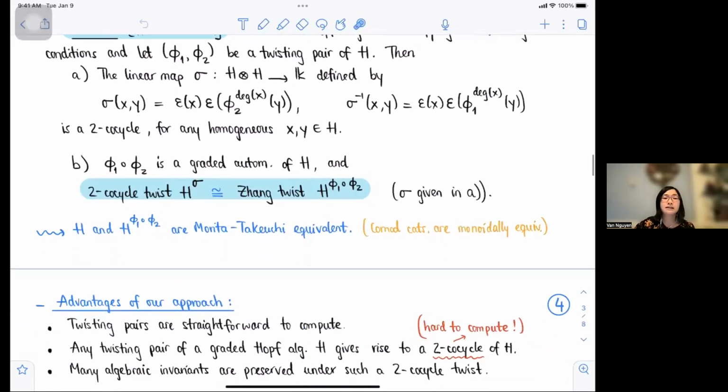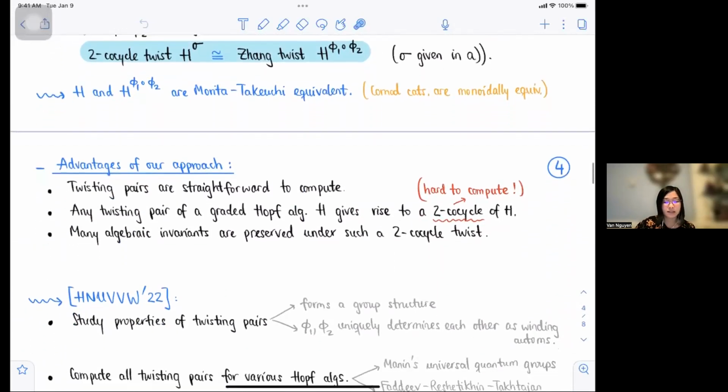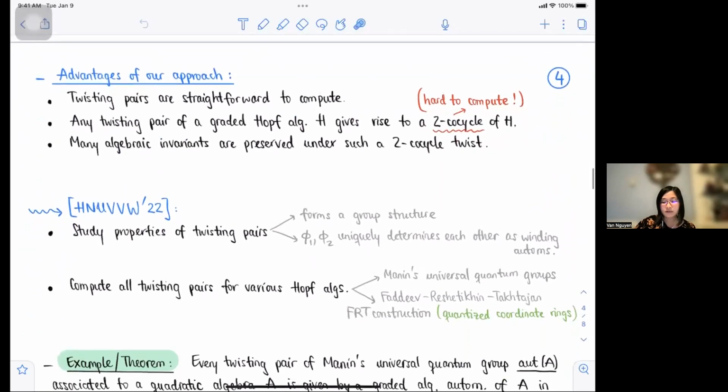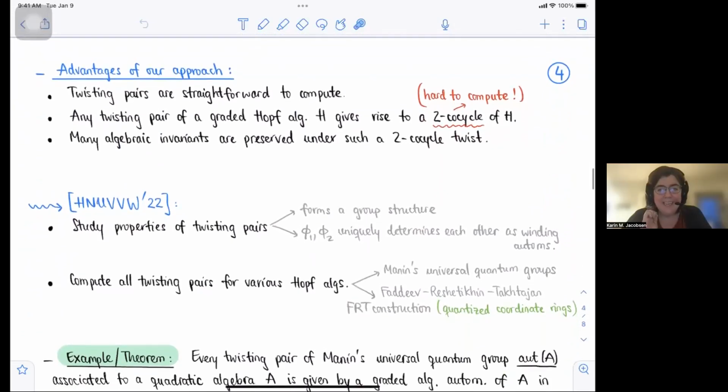But there are more results that we've obtained in this paper. One of the advantages of this approach is that twisting pairs are straightforward to compute, so it's easier than computing the 2-cocycle. And due to the equivalence of the categories that we've seen before, many algebraic invariants are preserved under the 2-cocycle twist. So the next result in our paper is that we study the properties as well as compute and classify all the twisting pairs for various classes of Hopf algebras.